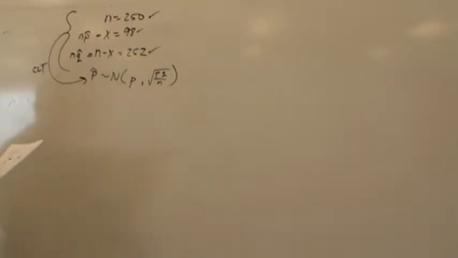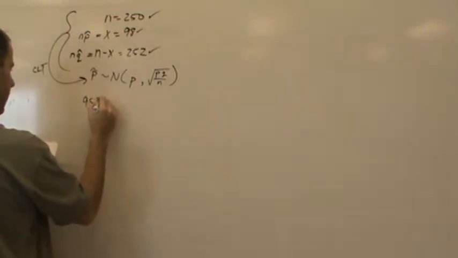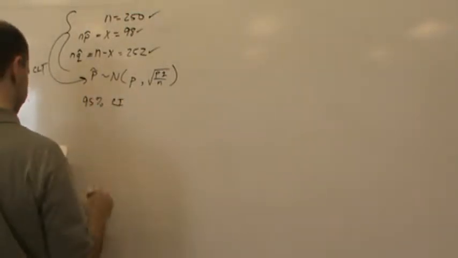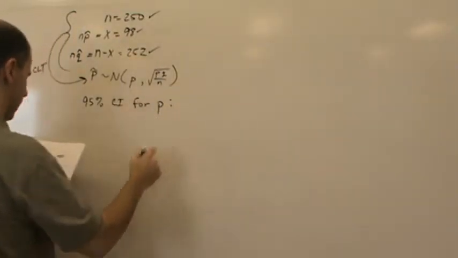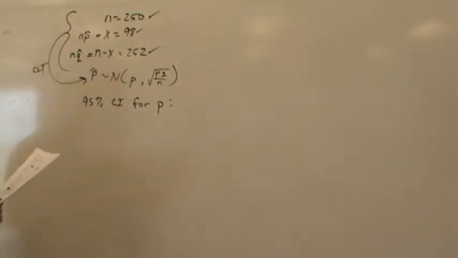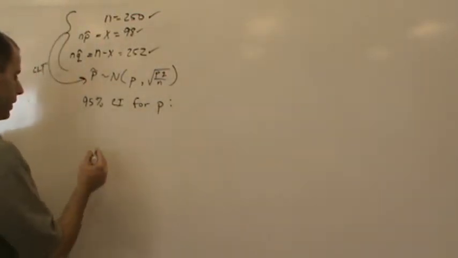Okay, chapter 7. So now, what do they want? They want, again, a 95% confidence interval for the true proportion of people who own tablets. So that's what P represents. So how do we do this? Well, let's use the calculator.